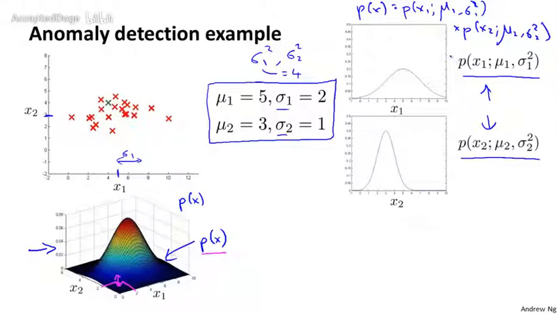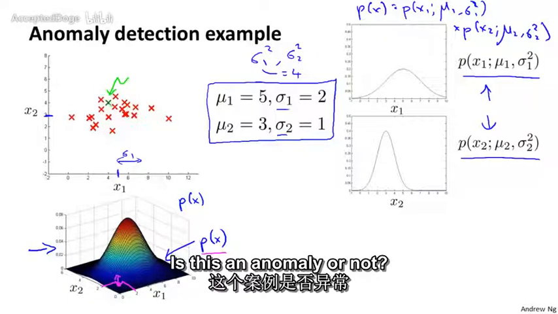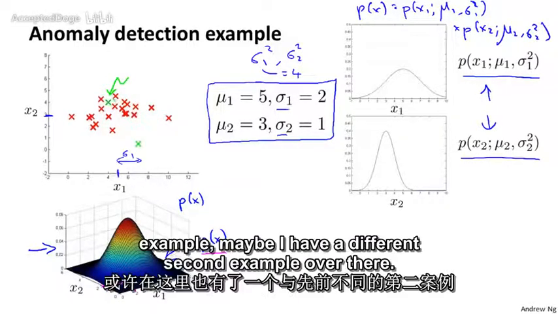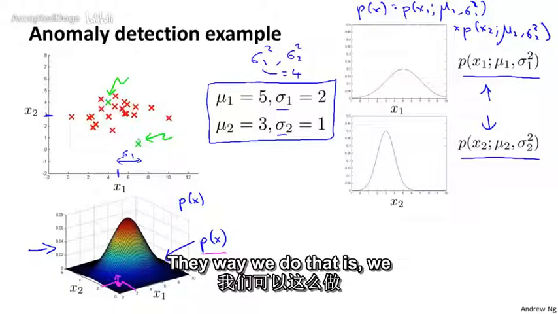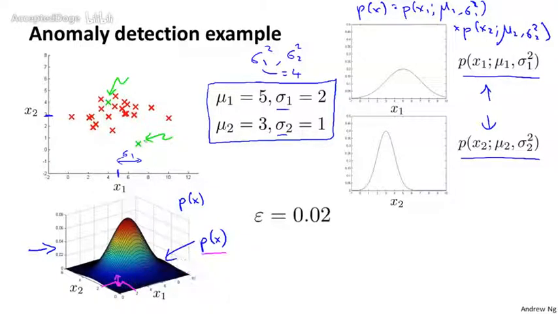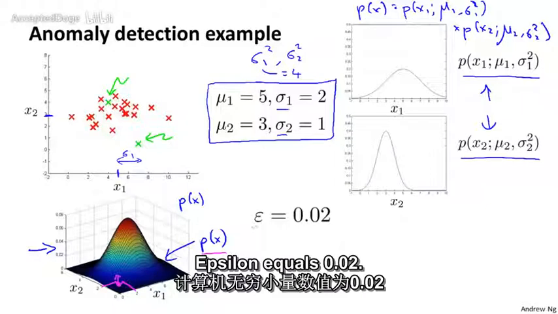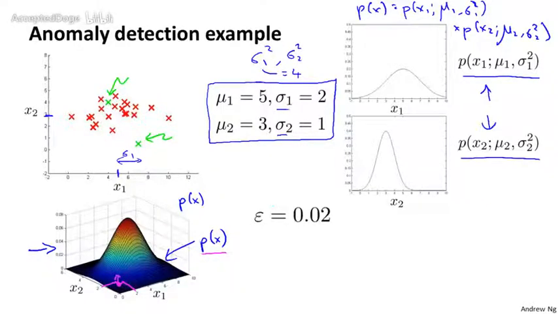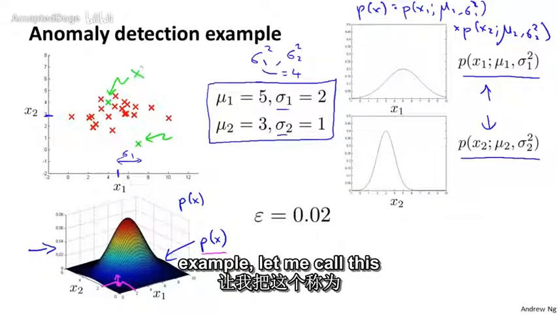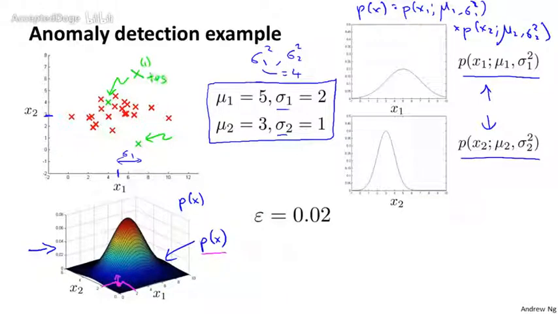Now, this is how we fit the parameters to this data. Let's say we have a couple of new examples. Maybe I have a new example there. Is this an anomaly or not? Or maybe I have a different example, a second example over there. Is that an anomaly or not? The way we do that is we would set some value for epsilon. Let's say I've chosen epsilon equals 0.02. I'll say later how we choose epsilon. But let's take this first example. Let me call this example x1 test, and let me call the second example x2 test.